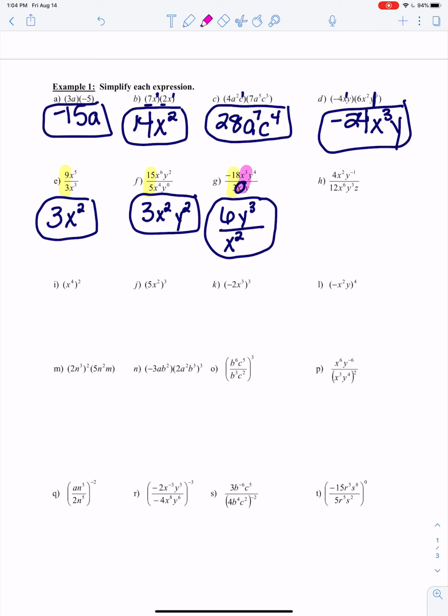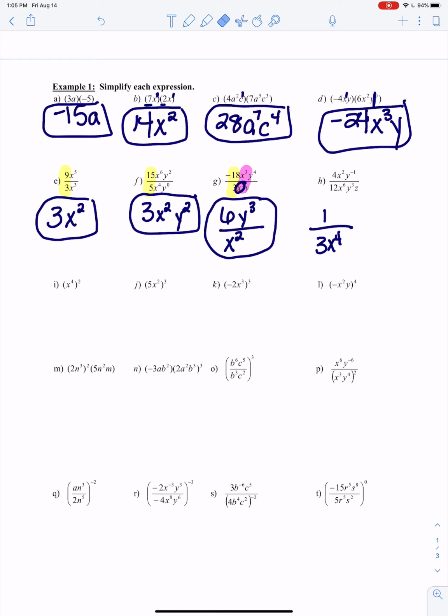Okay, for h, reduce 4/12. So 4/12 is going to reduce to 1/3. All right, so for the x's, I subtract. 6 minus 2 is 4. Since 6 is bigger, x is going to go on the bottom. Okay, get rid of that.